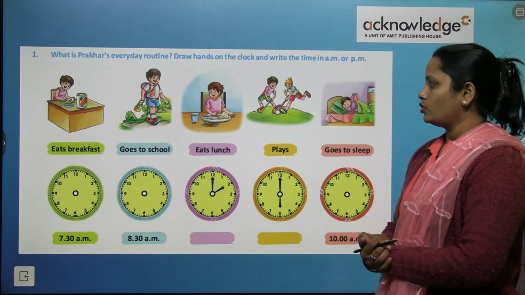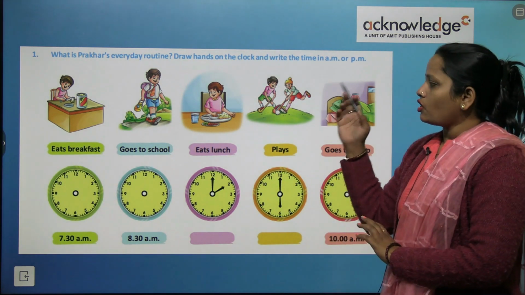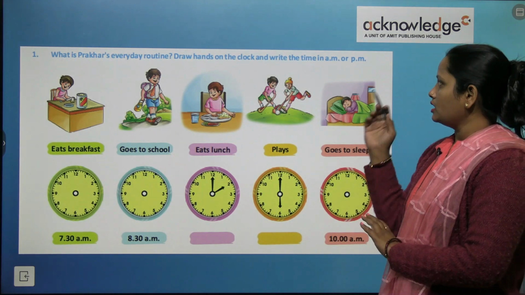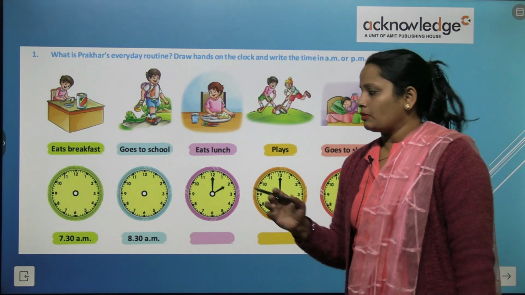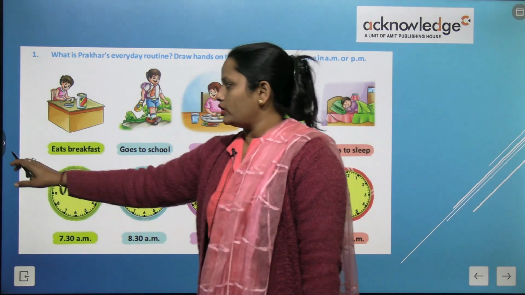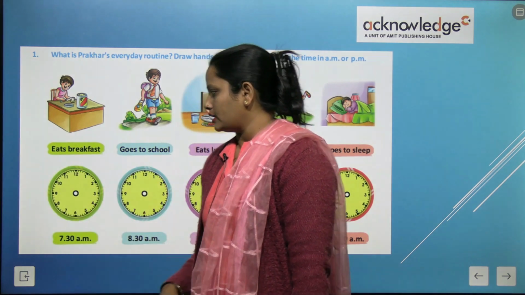Prakhar का रोज का रूटीन आपको बताना है. Draw hands on the clock and write the time in AM or PM. So आपको hands बनाने clock पे और AM और PM में हमें time लिखना है.